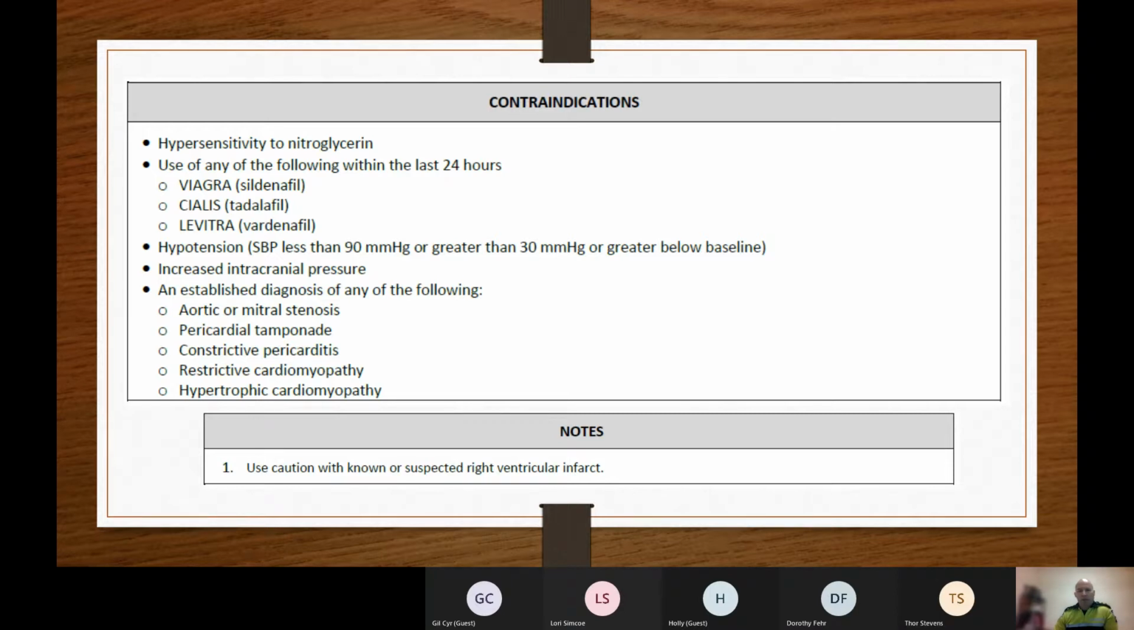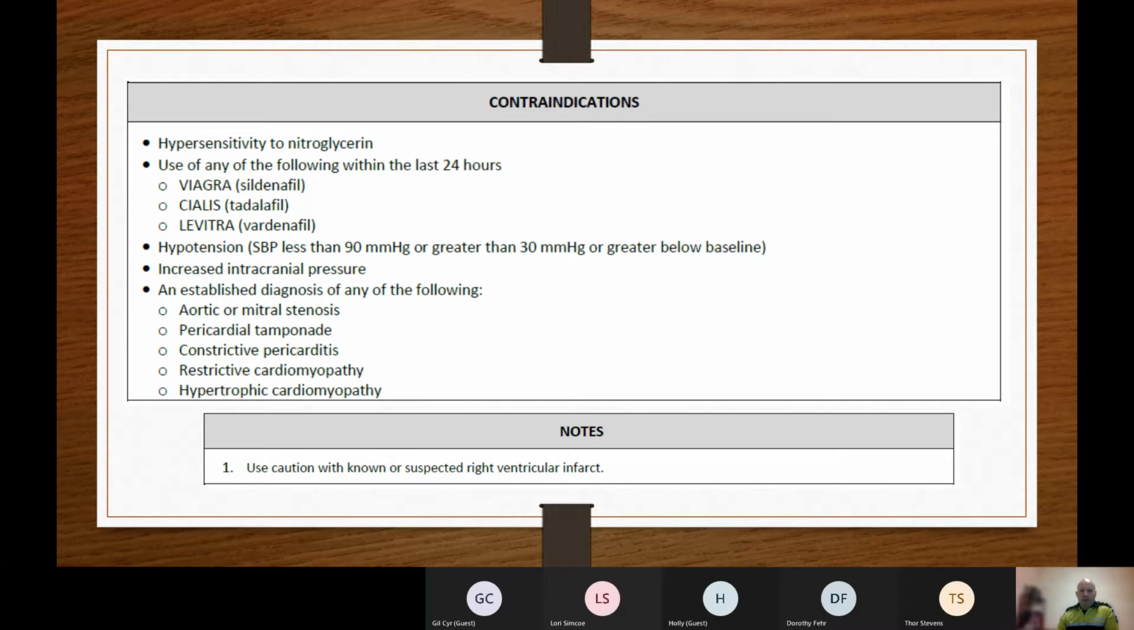But this female patient was actually taking Viagra for her pulmonary hypertension. So they didn't bother asking because they figured it's a female in her 30s. Why would she be taking ED medications? And they gave her nitro, and they almost killed her. Luckily they had an IV in place, and they started giving her fluid boluses.